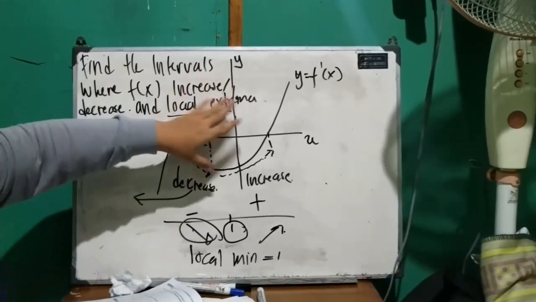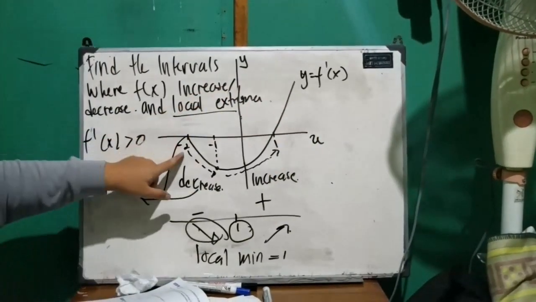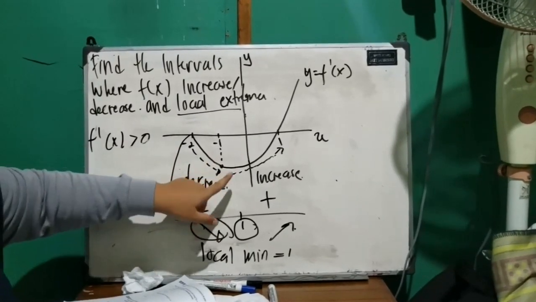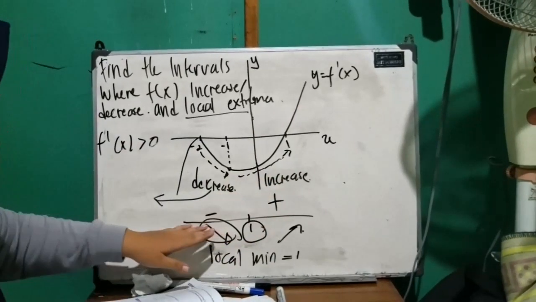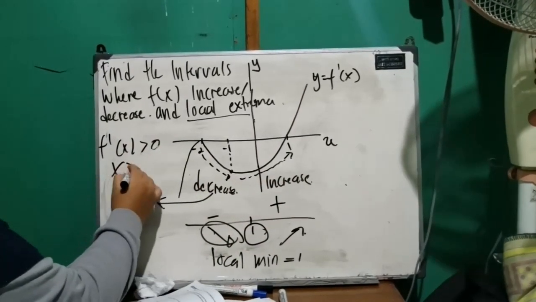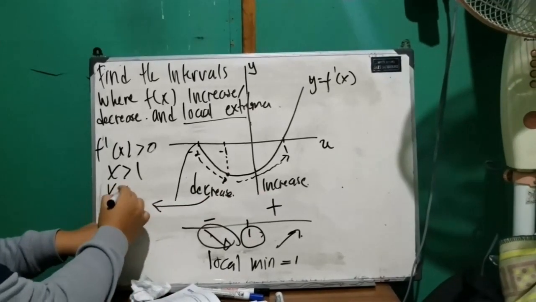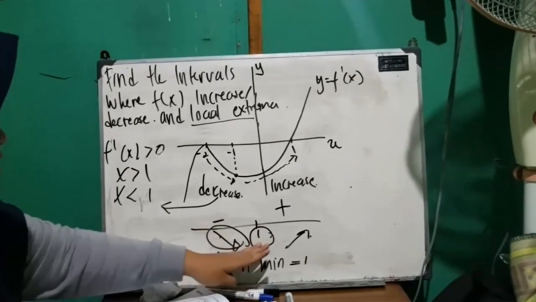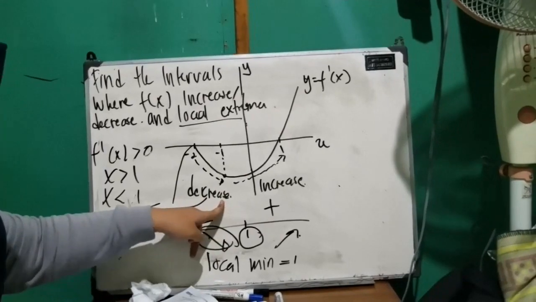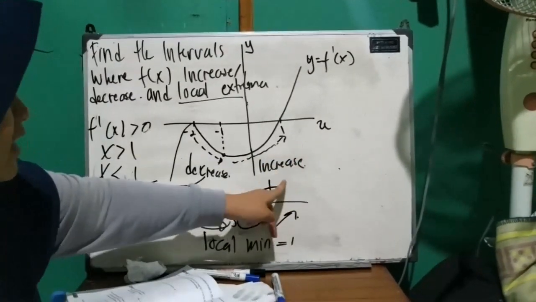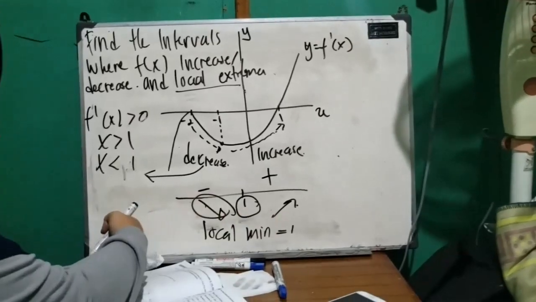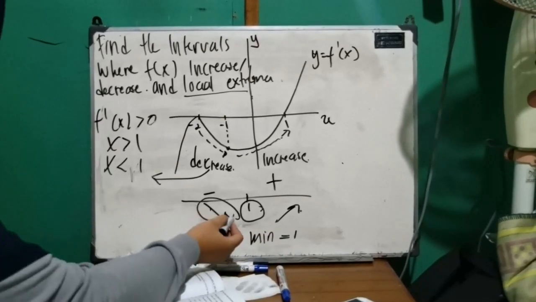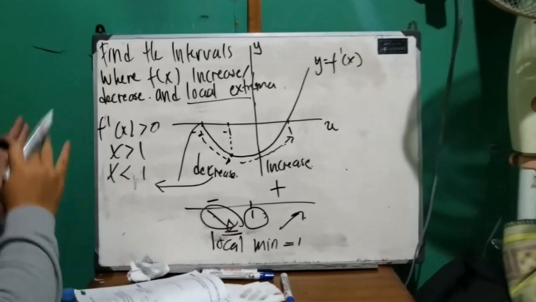Next, the interval where f(x) increases or decreases, and the local extrema. From here we see the graph y equals the first derivative, with points minus 2, minus 1 and 1. Minus 2 to minus 1 is decreasing, and minus 1 going to 1 is increasing. So x more than 1 is increasing, and x less than 1 is decreasing. So we need to make the sign chart. In the chart, the left side is minus because it is decreasing, and the right side is plus because it is increasing. So this one is an up arrow and the left side is a down arrow. So this is 1, and the local minimum is 1. Why is this 1? Because it goes from a down arrow. They talk about from the left side to the right side.